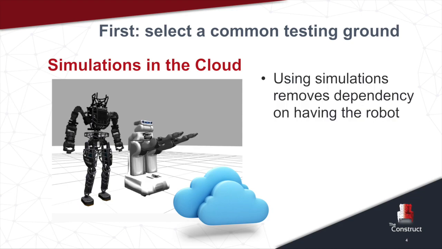Why do we have to do this? Well, because using simulations, we remove the dependency of having to have the robot. The people who are going to reproduce your results don't have to have the robot that you have. Because if you have a simulation, then you can include that inside the elements that you are going to create in order to reproduce the results. So you are going to provide this simulation already to the people who have to reproduce your results, and that prevents having to have the real robot.